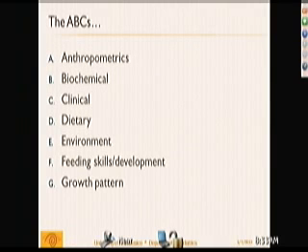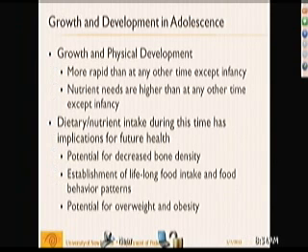So just reminding you, when we talk about pediatric nutrition, we add a couple of things to the list that we don't necessarily consider in the adult population, and those are the F and G on our ABCs, so feeding skills and development and growth pattern. Those are very unique to pediatrics, and they're especially important here in the last part of the alphabet, the G, the growth pattern, because that's really what we're looking at in adolescence. In adolescence, growth and physical development is more rapid than any other time except infancy.